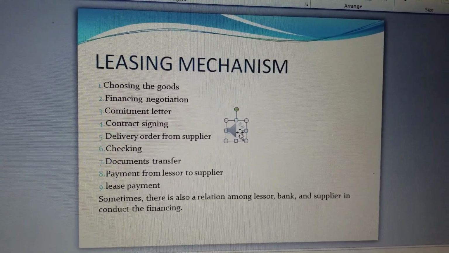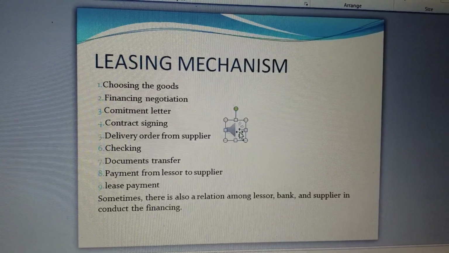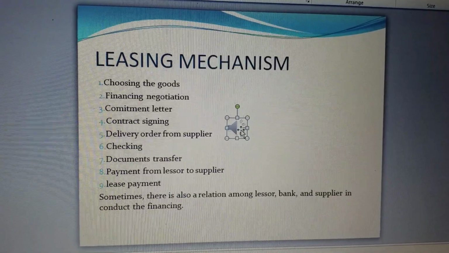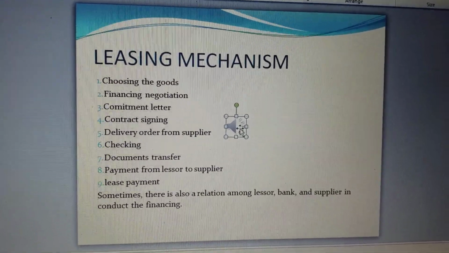So leasing is different from just fundraising for personal consumption. Leasing is for business and in order to provide capital goods.